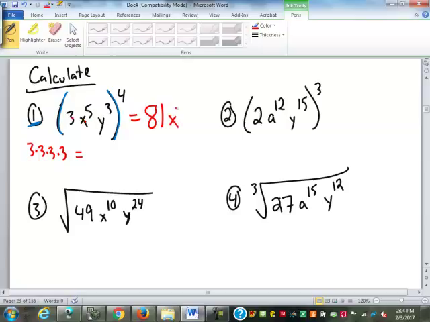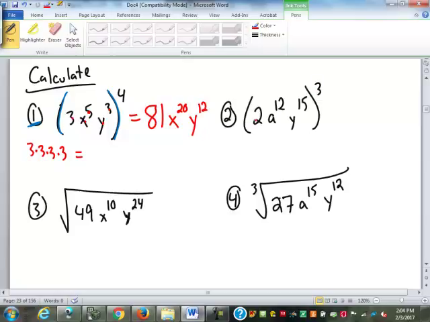What do we do with the x to the 5th? That becomes x to the 20th. There we do multiply the powers. We have a power of a power, we multiply the powers. Y to the 3rd to the 4th power? Y to the 12th. Good.